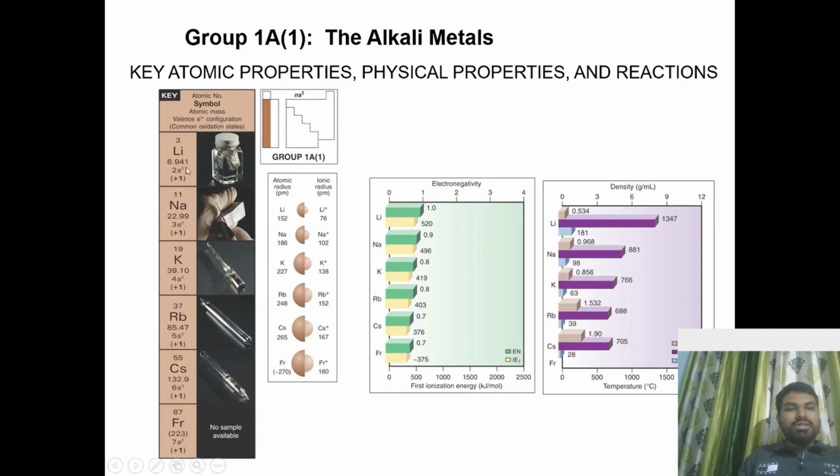Okay, group 1A elements have one electron in the outermost shell, which means their oxidation state is +1. This is atomic radius. As we see, atomic radius increases as we go down. Now electronegativity as we go down, it also increases, and density as we go down, what happens? It gets reduced.